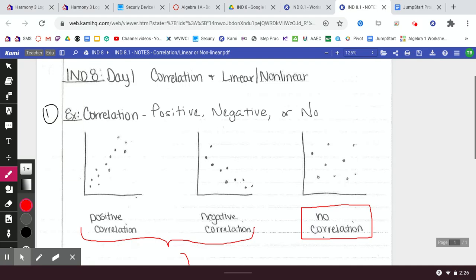Okay? Positive correlation just means it runs uphill. It means you can tell there's a pattern. You can look at it and you can see that all the points are pretty clustered together. They make a good pattern. And in this case, it's positive because it runs uphill. Okay, that's what makes it positive.